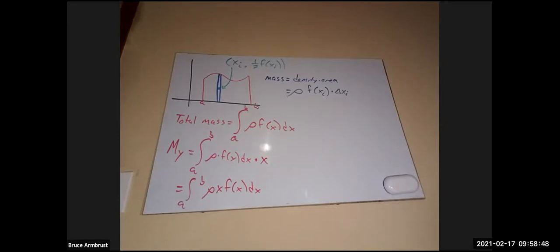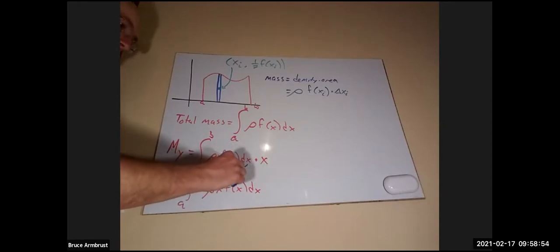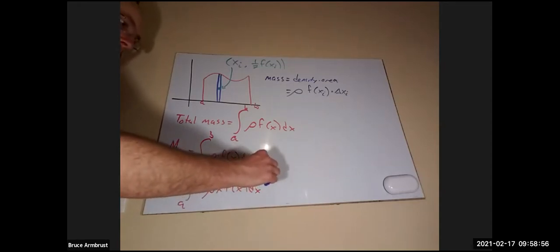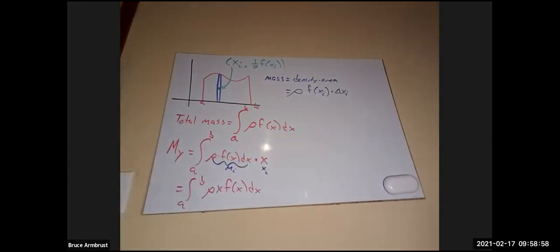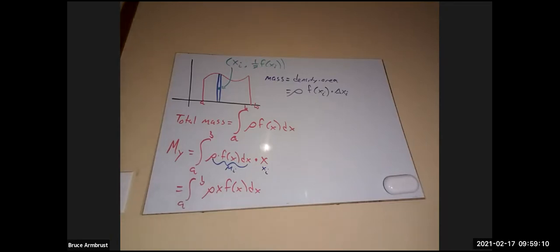But notice that I'm building it exactly the same way we did before. This is mass times its distance away. It just turns into an integral because we're doing an infinite number of these pieces. So there's our My.